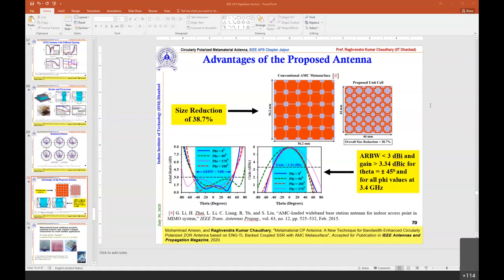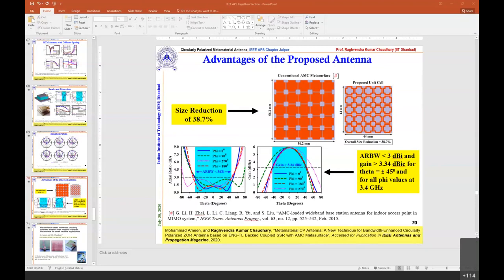Now, how can mutual coupling between adjacent elements be minimized using metamaterial? Nowadays, particularly in MIMO antennas, people are trying to reduce the mutual coupling. It is better to call it the decoupling network.